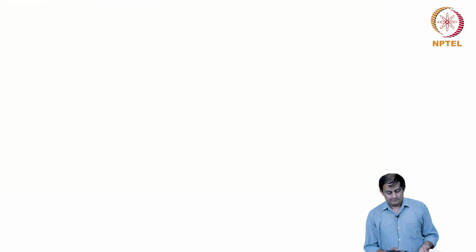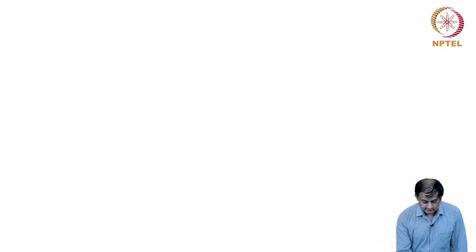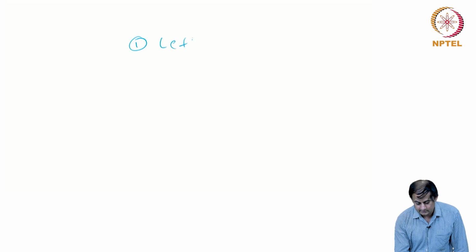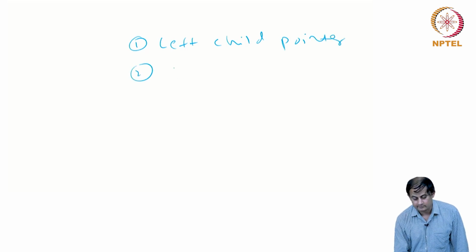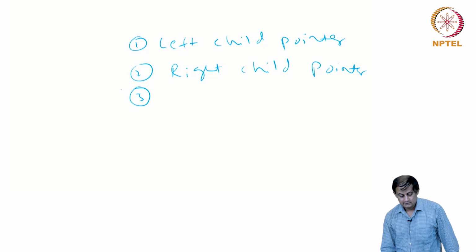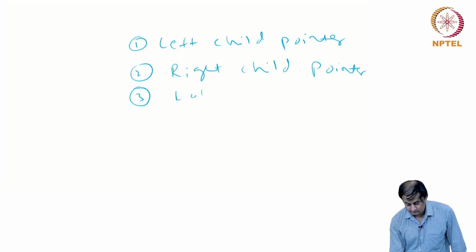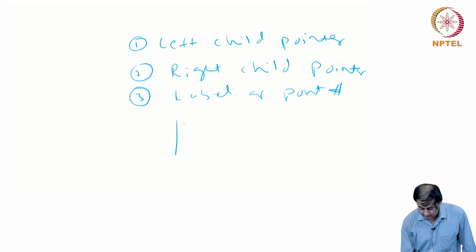Now let's look a little bit at what the components inside each node are, if I want to build this trie. A particular node inside this trie needs to have three things. One is a pointer to the left child, the second is a pointer to the right child, and the third is a label or the port number on which the packet needs to be forwarded. So you can visualize something like this.